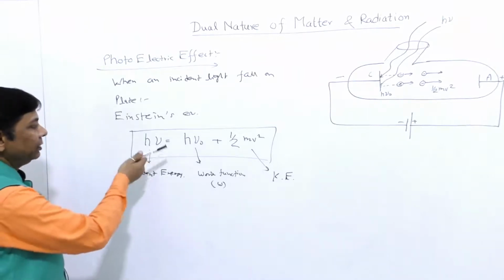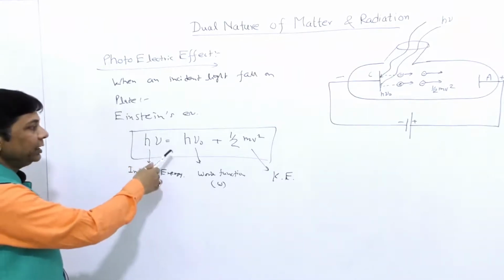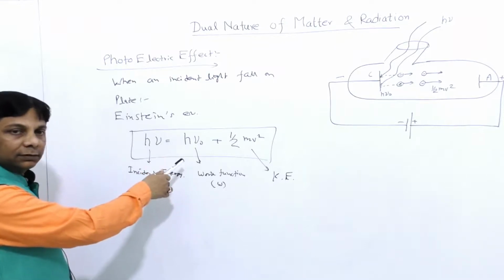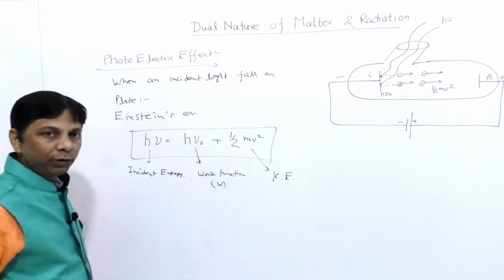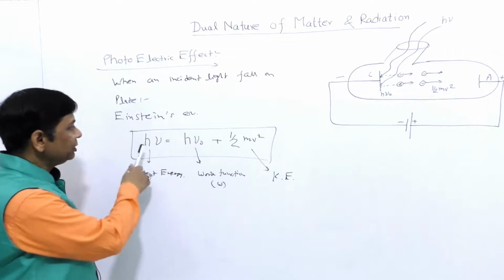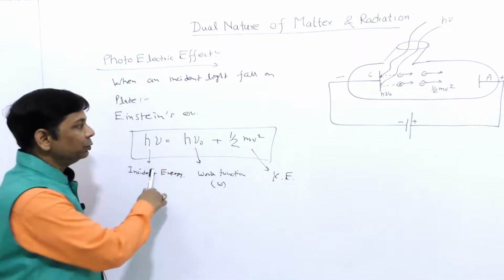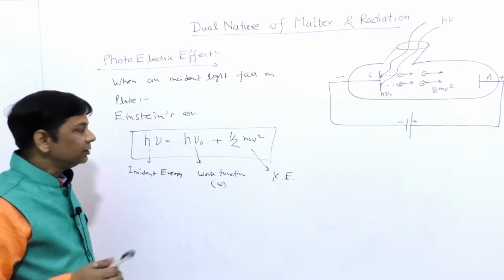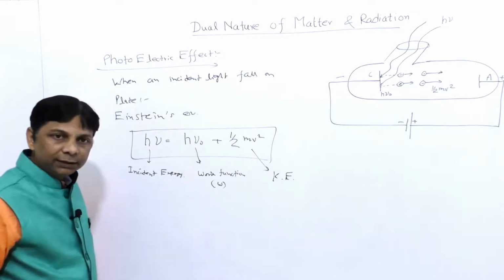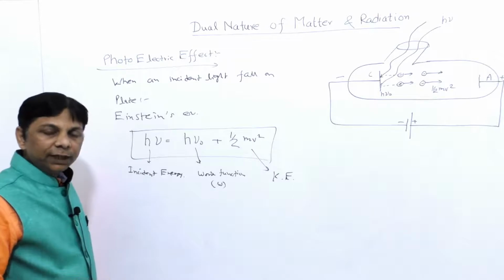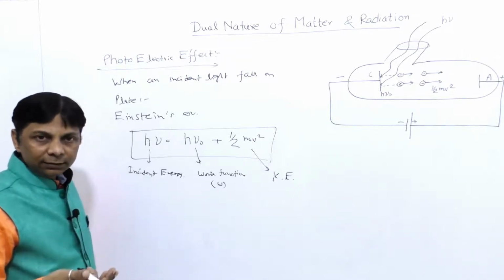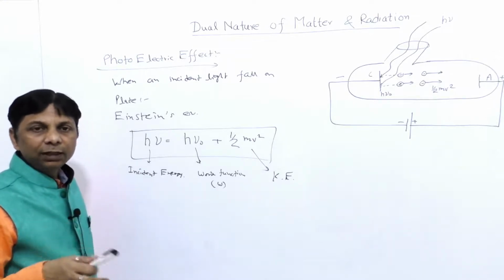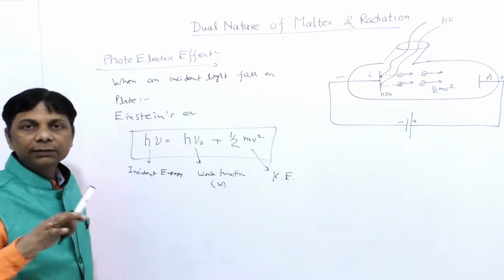It means when light energy h nu is incident on a metal plate having work function h nu naught, and if h nu is greater than h nu naught, then you get kinetic energy half mv square. That means there is some threshold frequency of the metal. If the incident frequency is larger than the threshold frequency, then emission of electrons takes place, otherwise not.